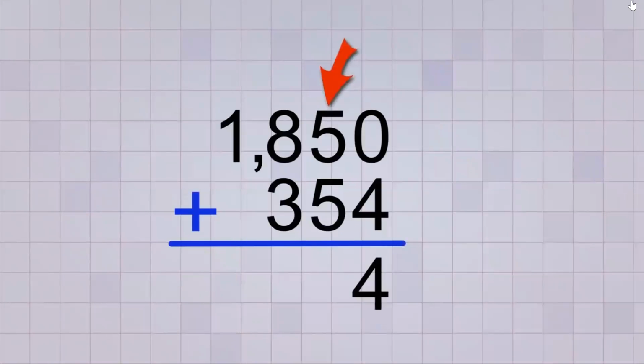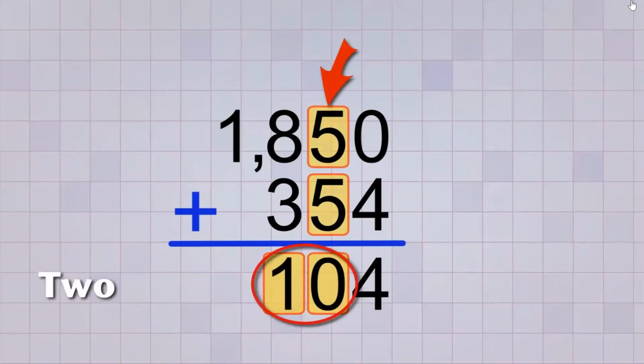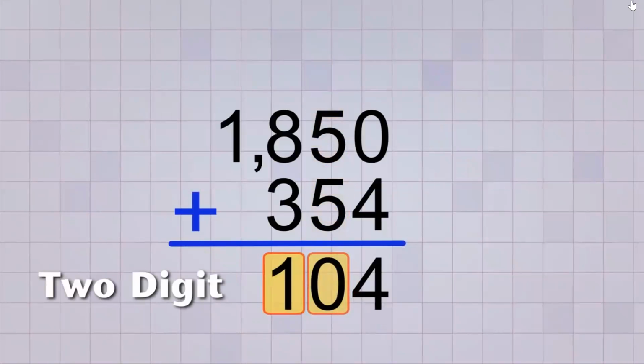If you add the digits in the tens place, 5 plus 5, you get 10. But 10 is a two-digit number. So we would need to use two digits in our answer to write it. But we can't leave a 1 in the hundreds place of our answer because we're going to need that space when we add the hundreds place digits. That 1 is going to be in the way.